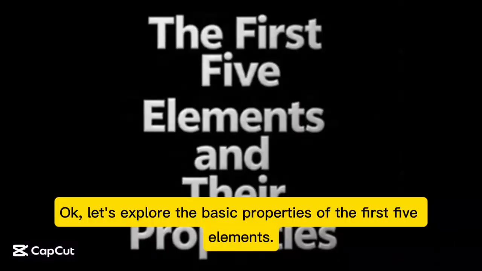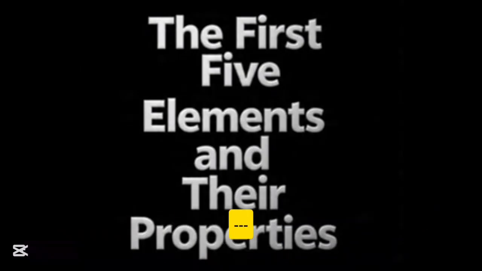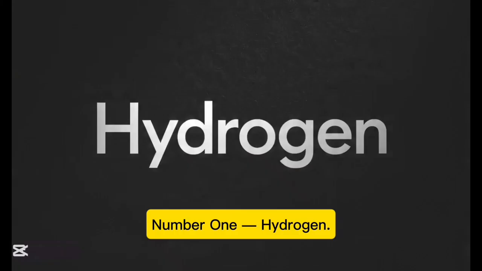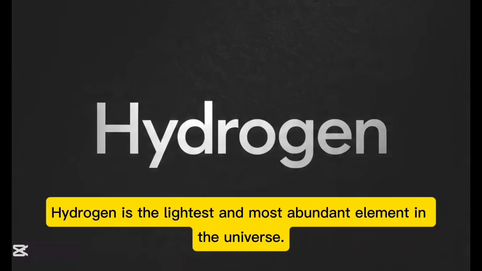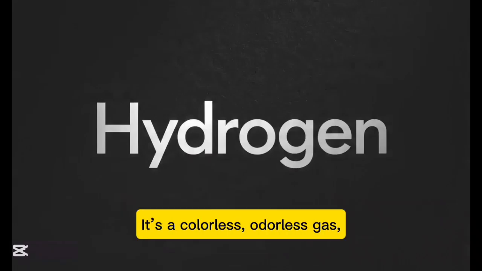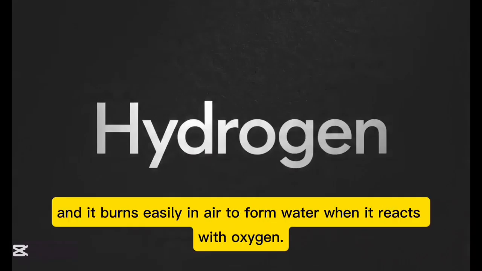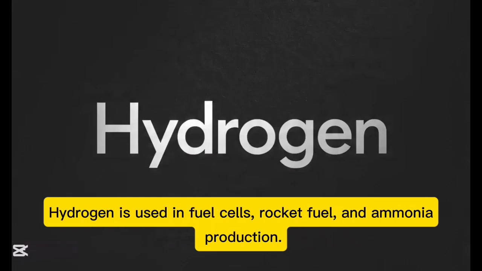Okay, let's explore the basic properties of the first 5 elements. Let's get started. Number 1. Hydrogen. Symbol H. Atomic number 1. Hydrogen is the lightest and most abundant element in the universe. It's a colorless, odorless gas, and it burns easily in air to form water when it reacts with oxygen. Hydrogen is used in fuel cells, rocket fuel, and ammonia production.